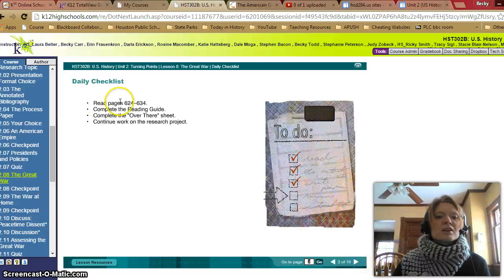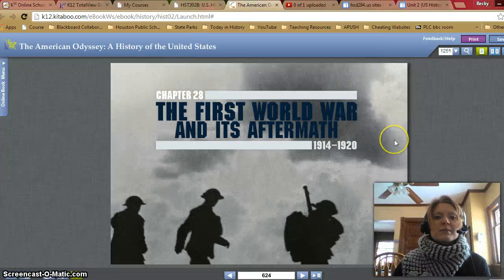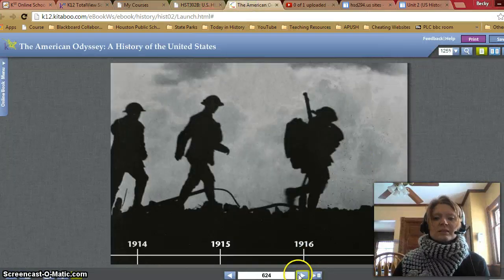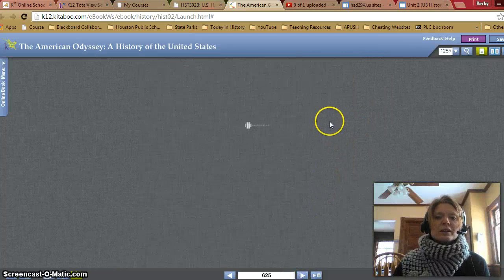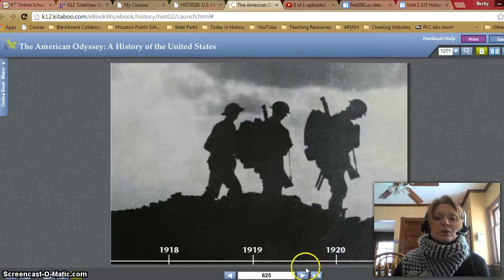We're going to read pages 624 to 623, reading guide, over there sheet, and continue to work on your research project. So let's go to the reading on page 624. And this is the beginning of the chapter showing troops over in Europe during World War I.